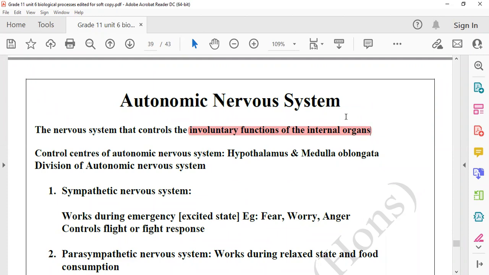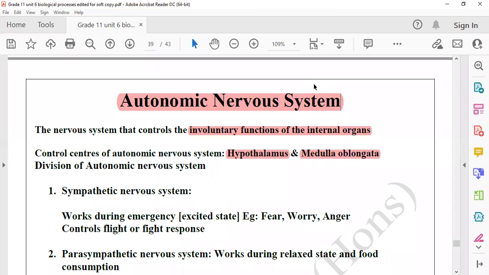In the brain, there are two places. One we haven't come across in the previous portions, a small peanut-like substructure called the hypothalamus. And you know this part, the medulla oblongata. These two places are responsible for controlling these involuntary internal organs, and this part of the nervous system is called the autonomic nervous system. Remember, the autonomic nervous system controls only involuntary functions of the internal organs. No voluntary functions are controlled by it.